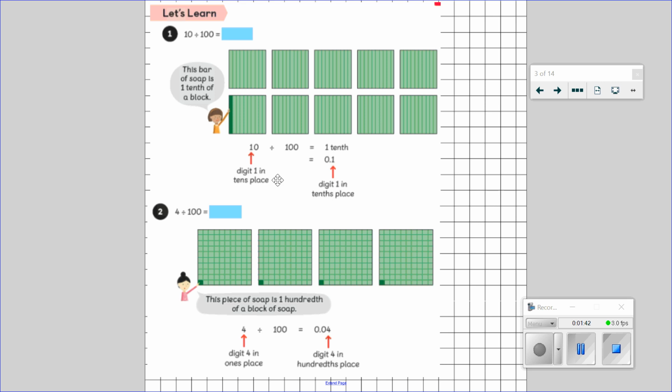Have you noticed the digit 1 here is in the tens place, but when it is divided by 100, it ends up in the tenths place. Ruby is dividing up the 4 by 100. She split each block into 100 pieces, and that's left her with hundredths. And she has 4 of them. 1, 2, 3, 4 hundredths. Here we can see that written as a decimal. Can you see that the 4 started in the ones place and it has moved to the hundredths place? What do you notice?